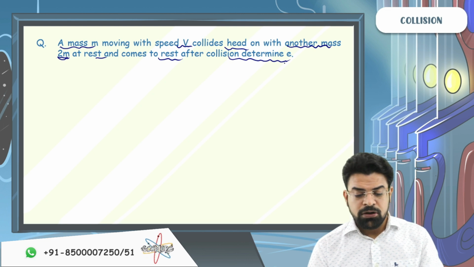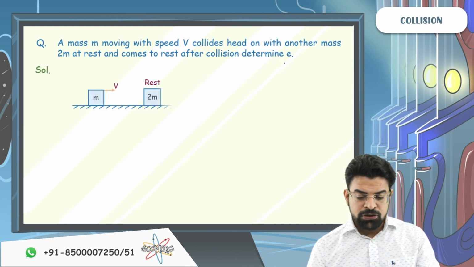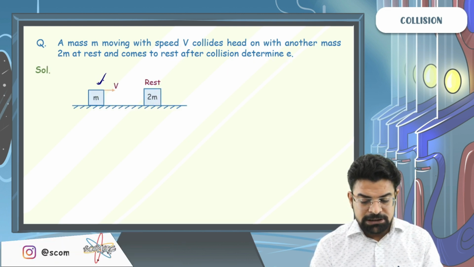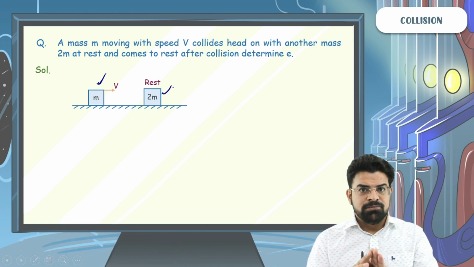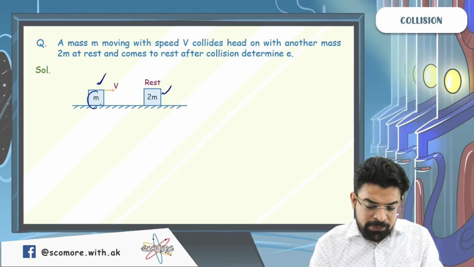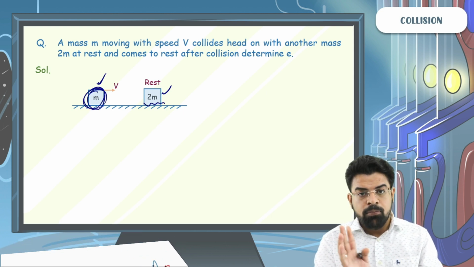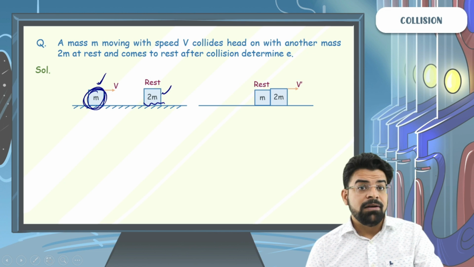Determine the coefficient of restitution. So you can visualize the picture. Initially the mass m is going with a speed v and the mass 2m was at rest. After collision, the mass m is at rest and the mass 2m moves. So visualize the final condition as well.